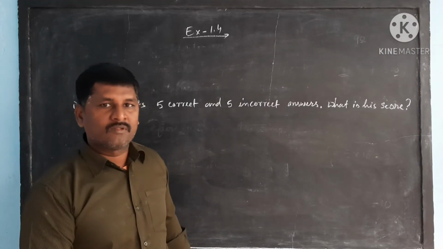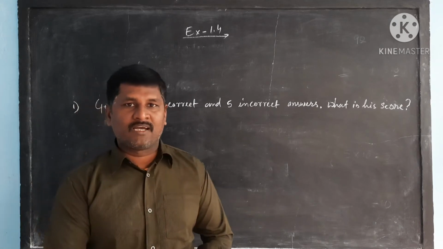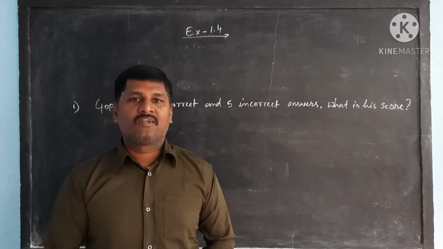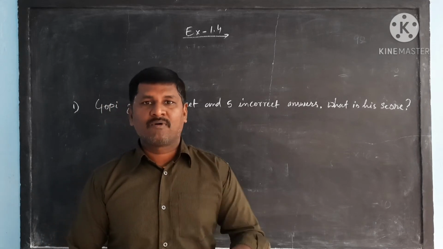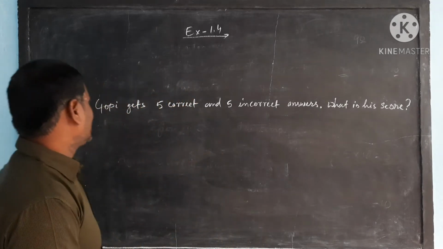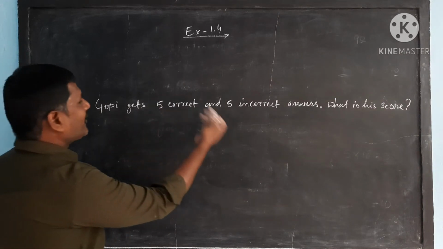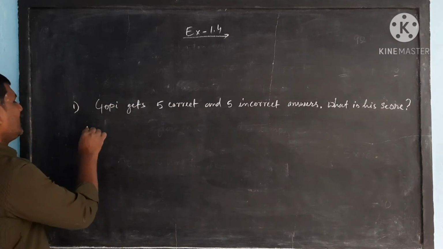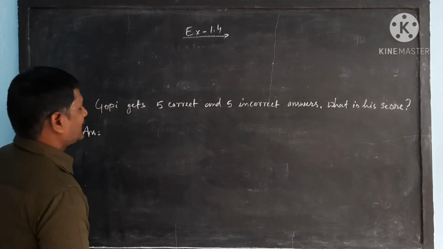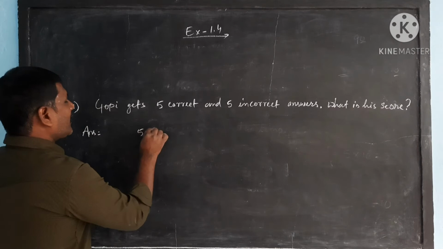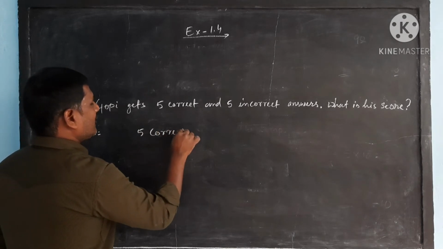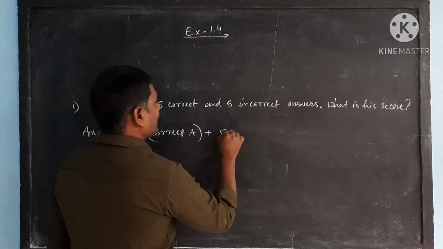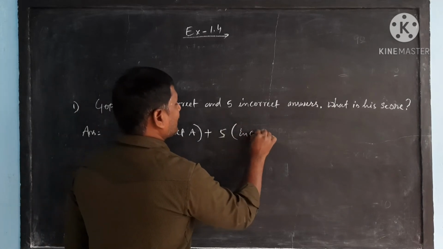Before you solve the question, you have to keep in mind that 3 marks for a correct answer, minus 1 mark for an incorrect answer, and 0 marks for a question not attempted. Let us see the first one. Gopi gets 5 correct answers and 5 incorrect answers. So the answer is: Gopi gets 5 correct answers plus 5 incorrect answers.